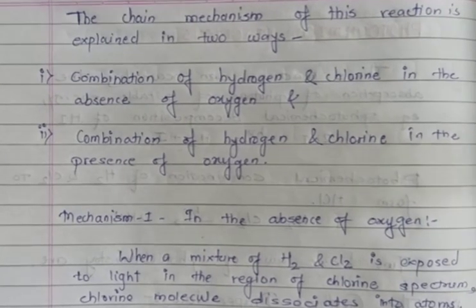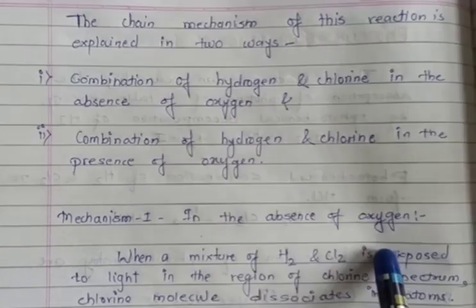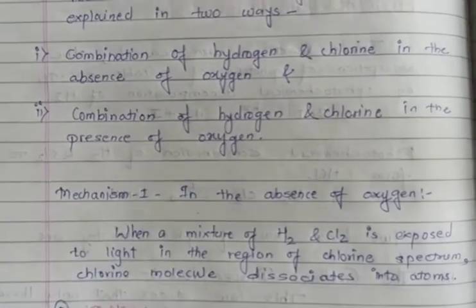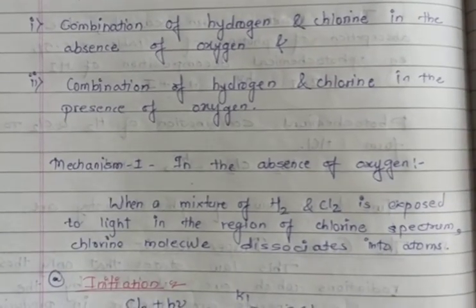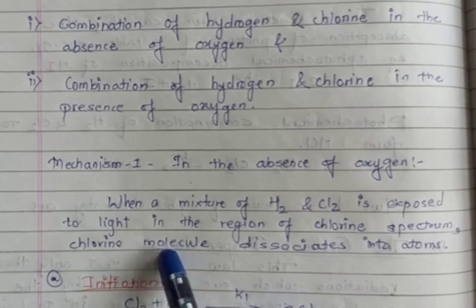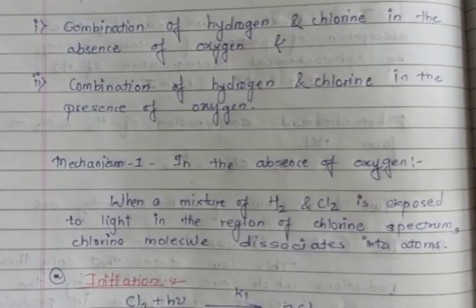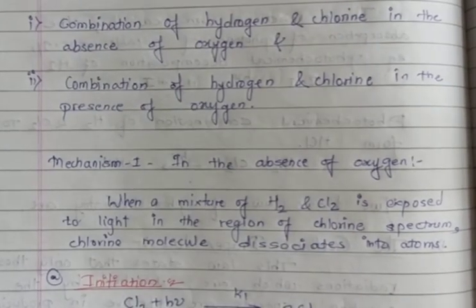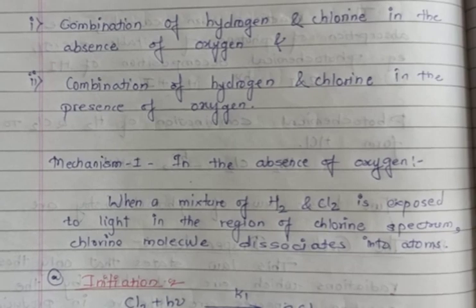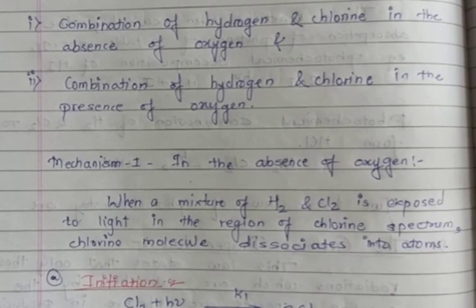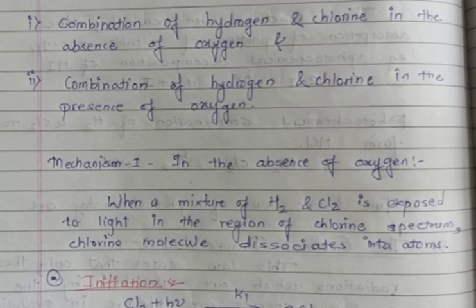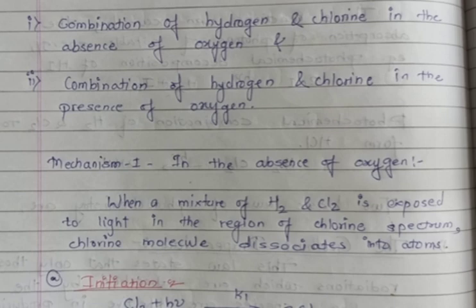So see mechanism 1, in the absence of oxygen. When a mixture of H2 and Cl2 is exposed to light in the region of the chlorine spectrum, the chlorine molecule dissociates into atoms. Means Cl2 gives twice Cl. This is the dissociation of the chlorine molecule: Cl2 gets dissociated into Cl plus Cl. So we will see the mechanism.